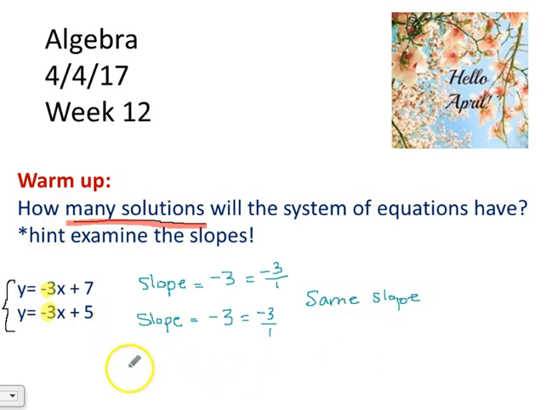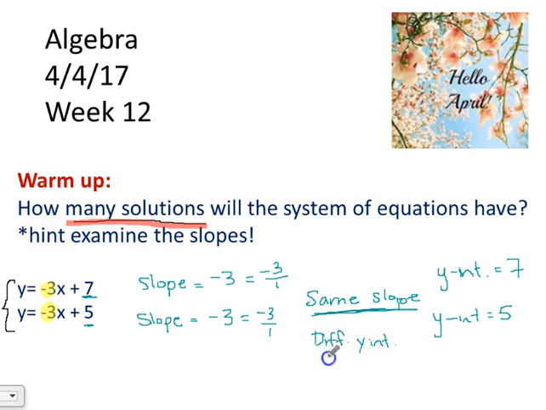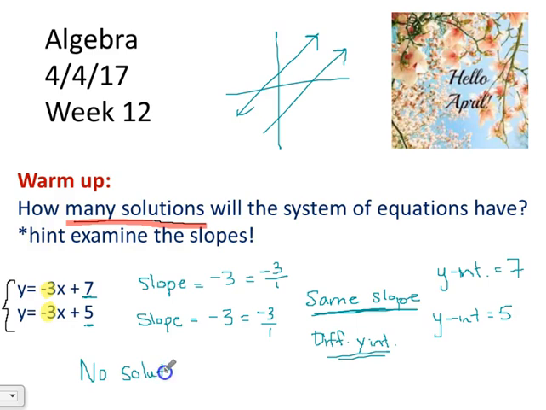What about the y-intercept? What is the y-intercept of our first line? It's 7. Remember, it's our constant number. What about the y-intercept in our second line? It is 5. So we have the same slope, but we have different y-intercepts. So that means that when we go to graph our lines, we're going to see that really what we have going on is two parallel lines, which means they're never going to intersect, so we would have no solutions. No solution, I should say.